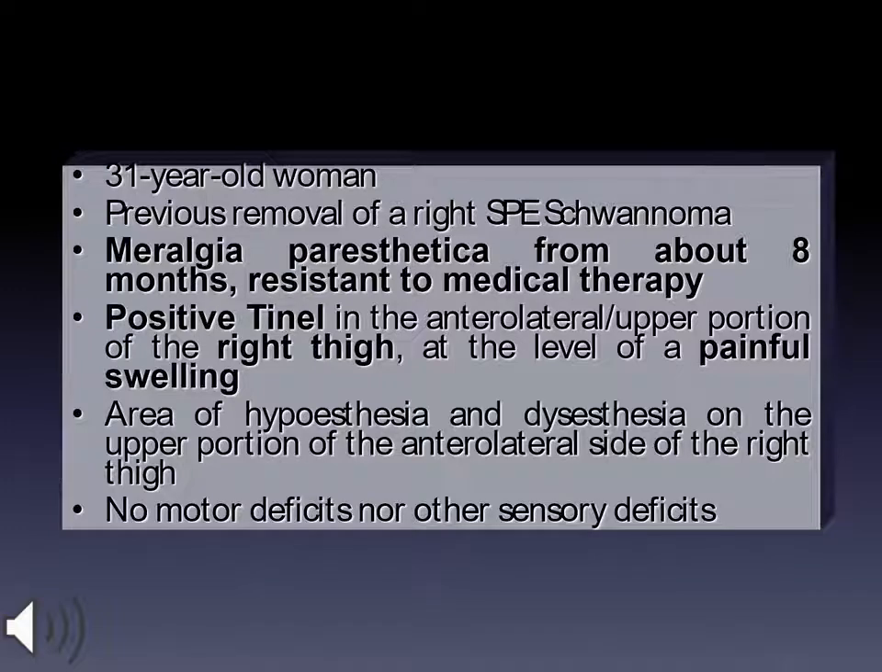A 31-year-old woman with a previous removal of a right SPE schwannoma presented a neuralgia paresthetica from about 8 months, resistant to medical therapy. There were signs of a positive tunnel in the anterolateral upper portion of the right thigh, at the level of a painful swelling. There is an area of hypoesthesia and dysesthesia on the upper portion of the anterolateral side of the right thigh. There were no motor deficits nor other sensory deficits.